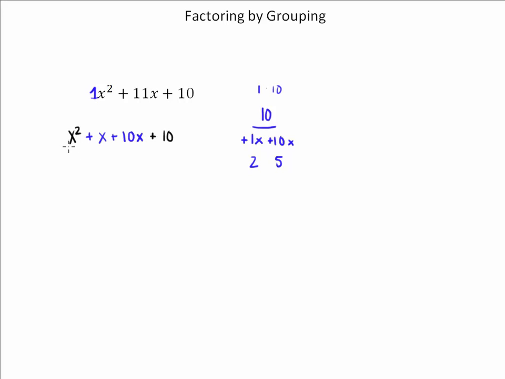Okay. Next, I group. So I look at the first two, look at the last two. What can I pull out of these? I can pull out an x. It leaves me with x plus 1, right? X squared divided by x is x. X divided by x is 1. Then out of these, I can pull out a positive 10, leaving me with x plus 1.